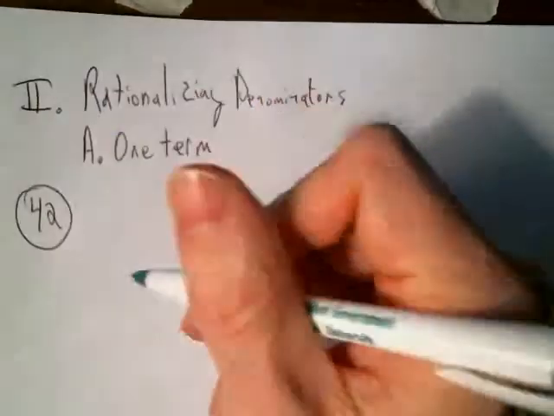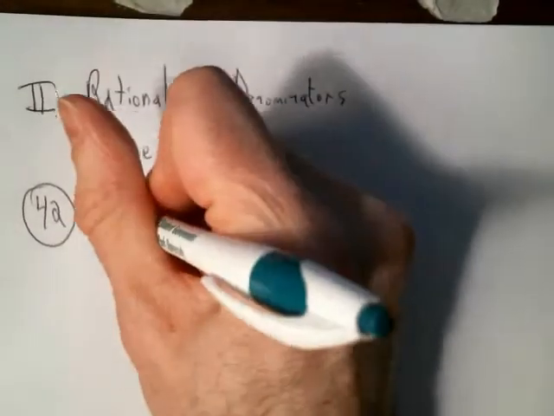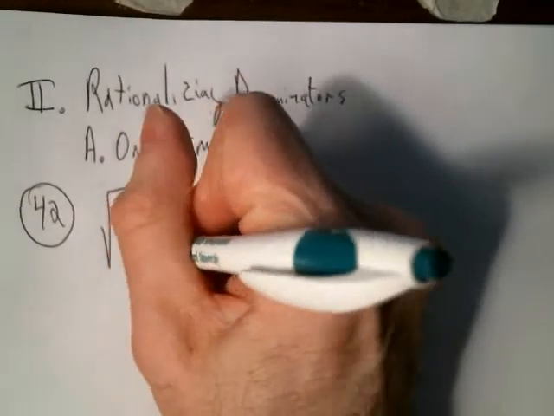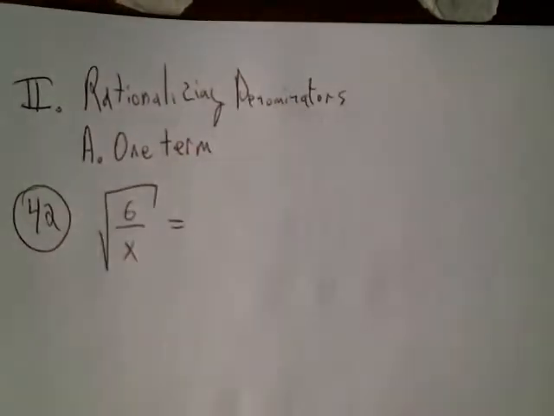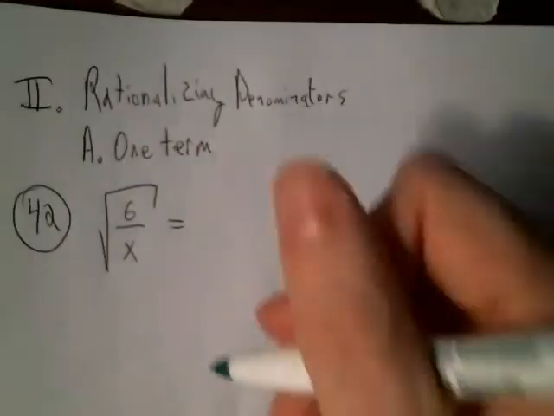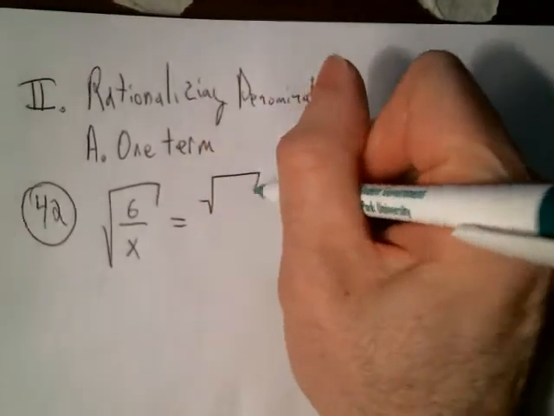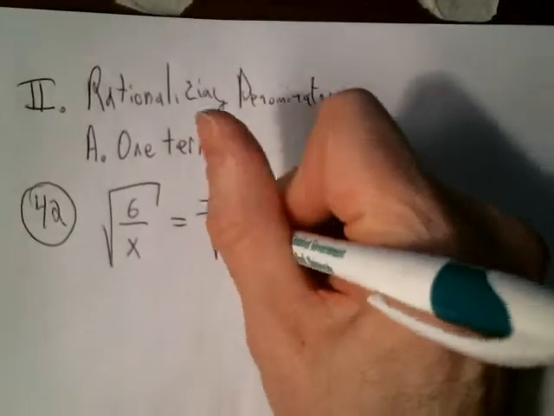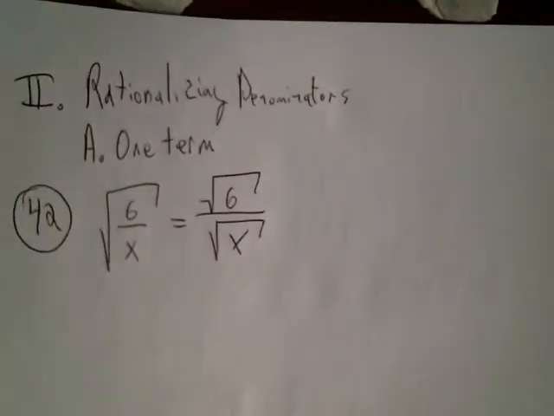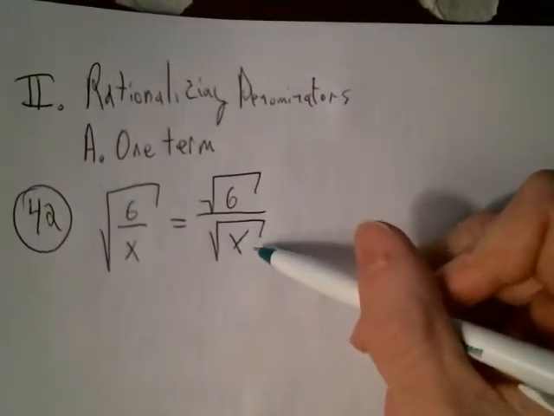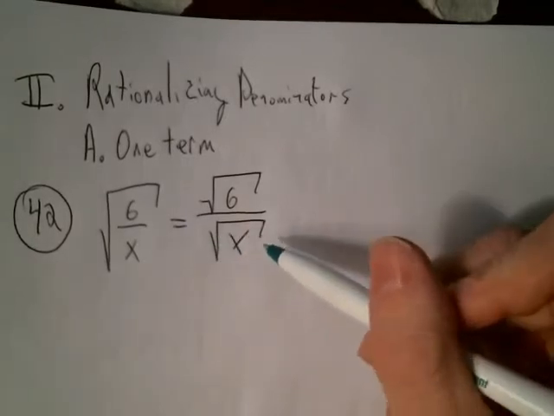Okay. So let's look at the one-term case. We have 42, the square root of 6 over x. The first thing I'm going to do is rewrite it using the quotient rule for radicals as radical 6 over radical x. So my objective is to get this square root out of the denominator.